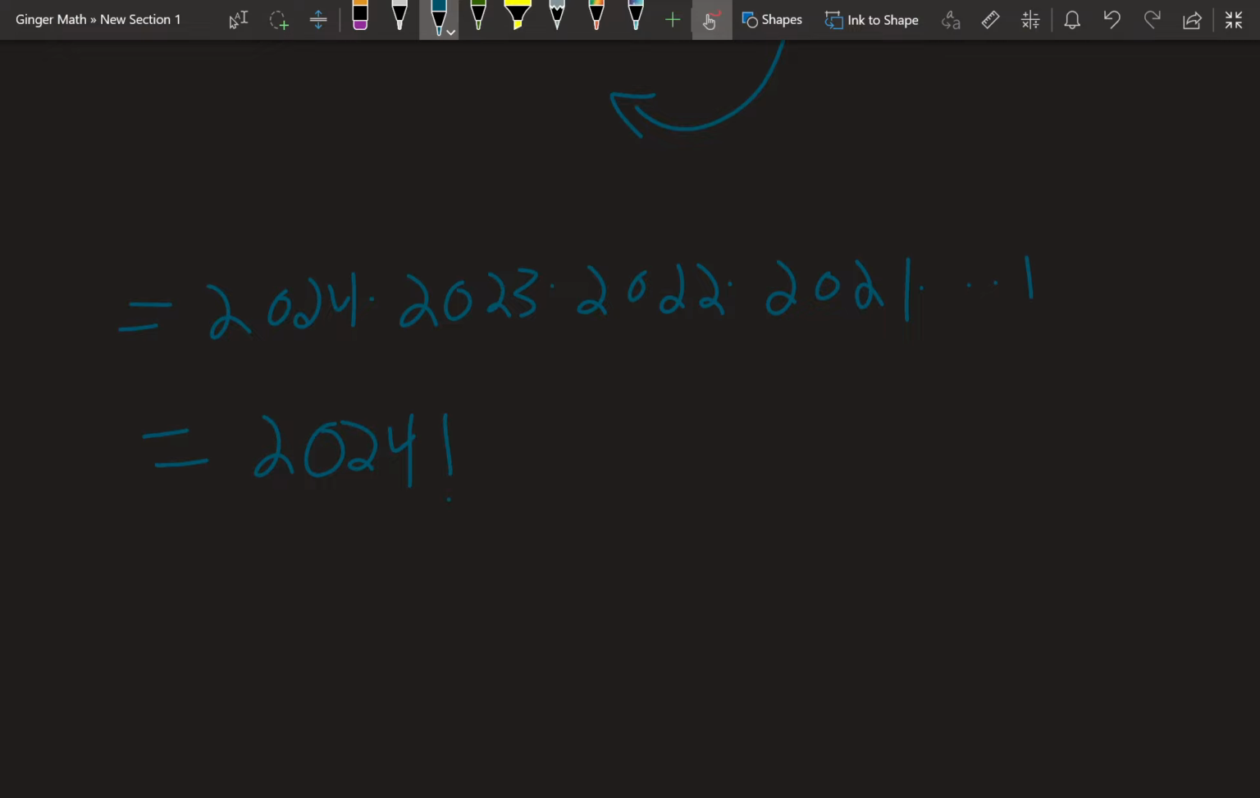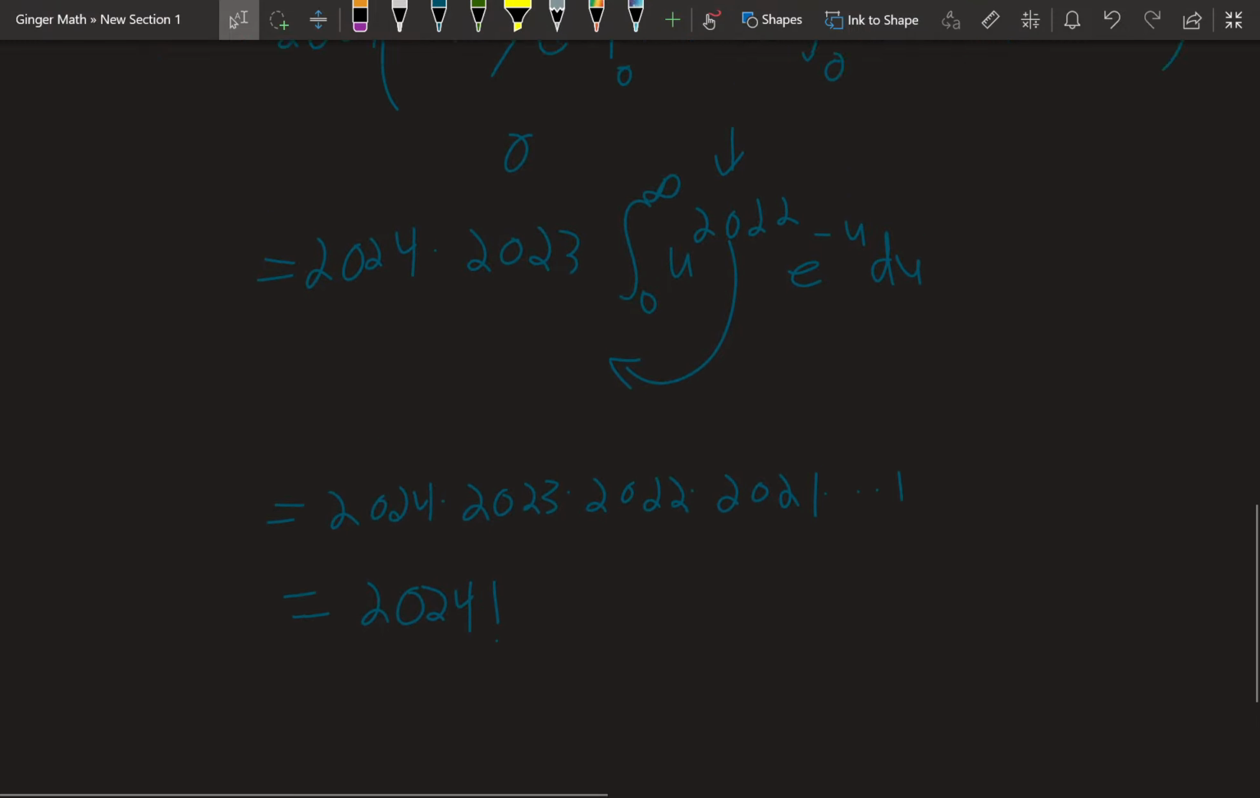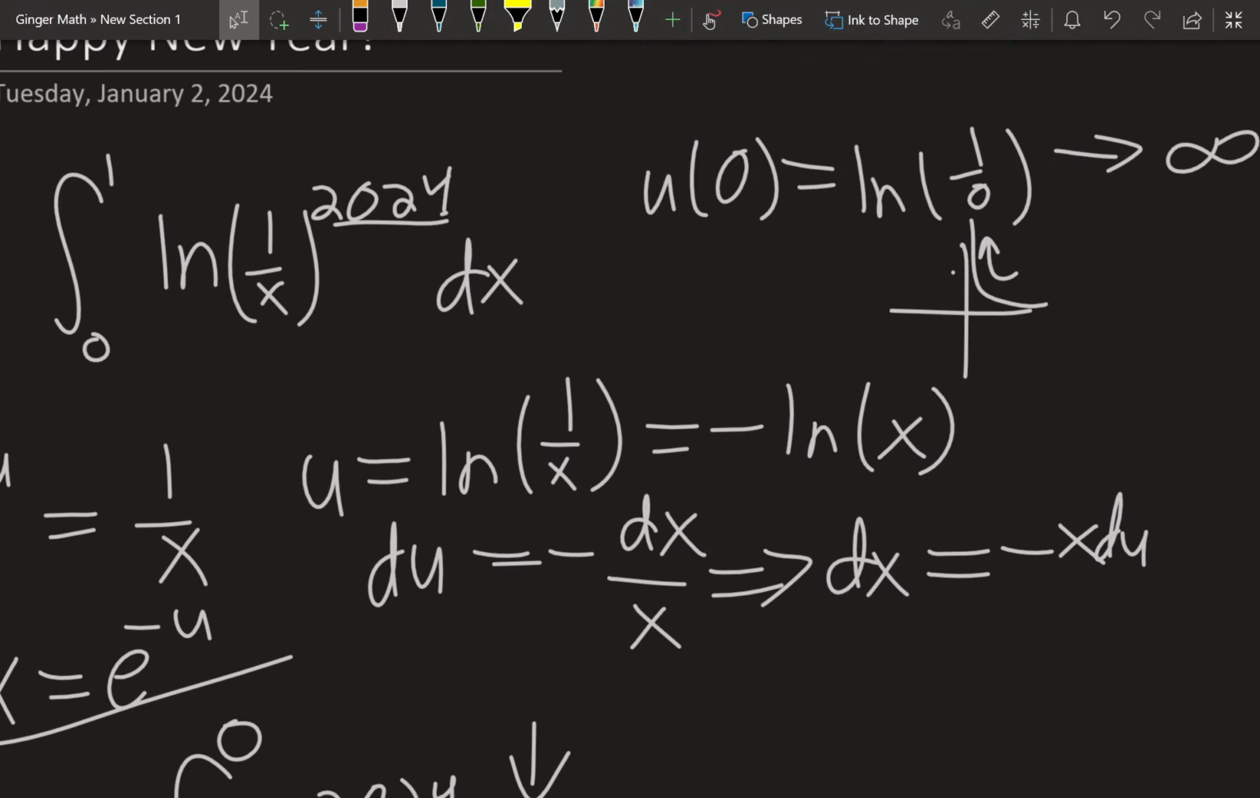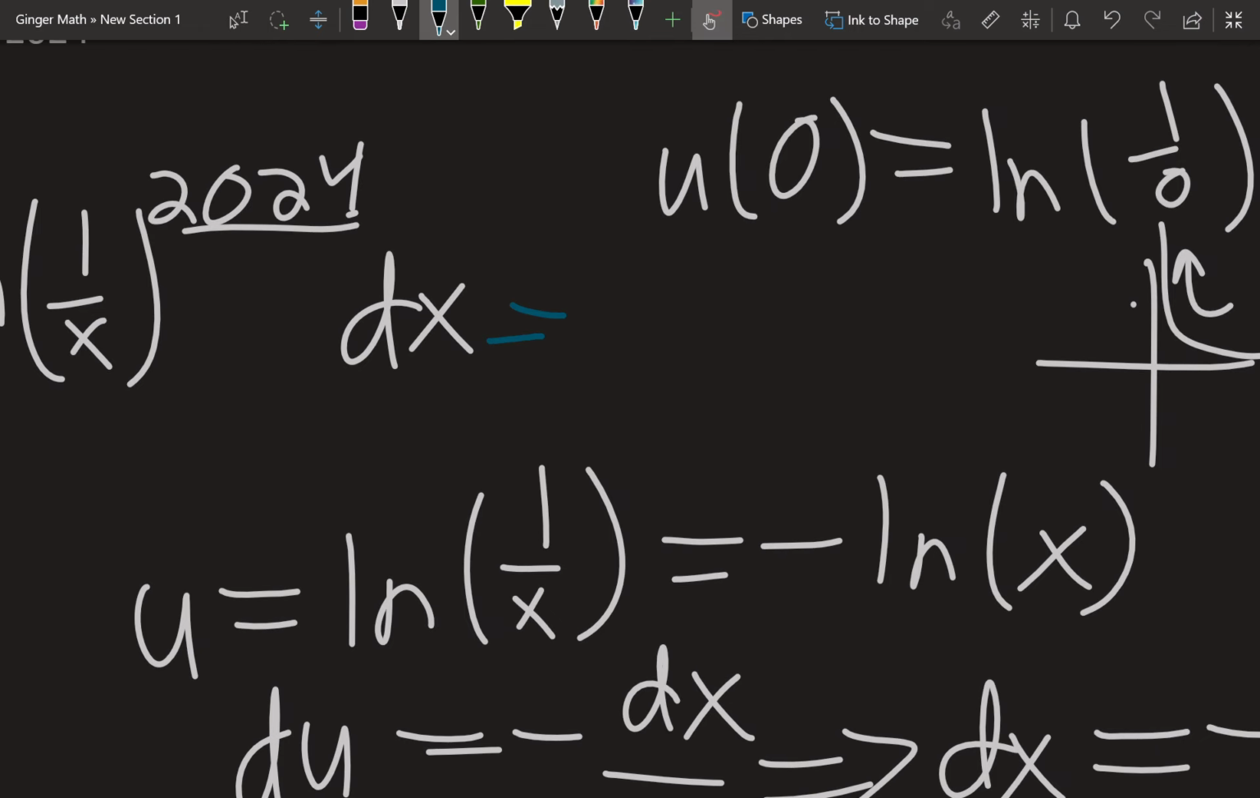So there we have it, this nice little integral right here to celebrate the new year. This right here is just equal to 2024 factorial.